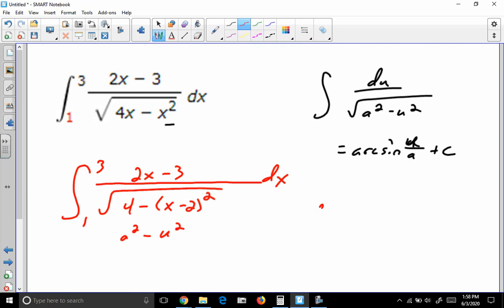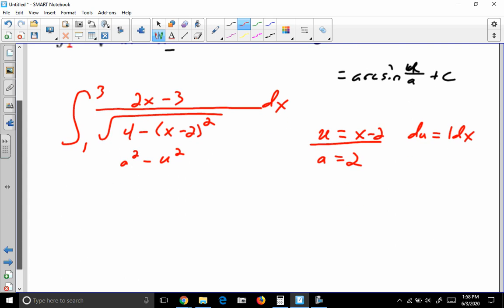So if that's the case, u would be x minus 2 and du would be 1 dx. A squared is 4, so a would be 2. But hold up. If u is x minus 2, we need just dx or a constant on top. We actually have a constant combined with a variable term. So that presents a little bit of a problem.